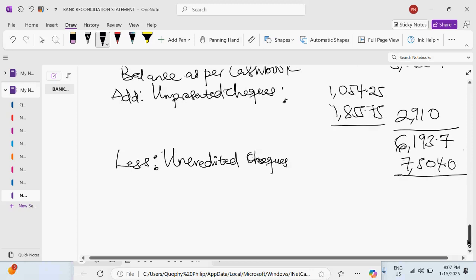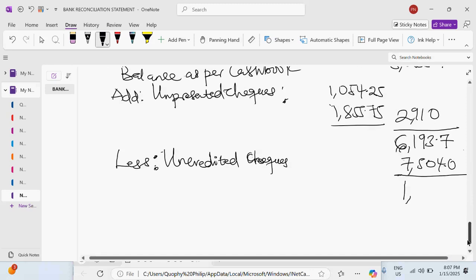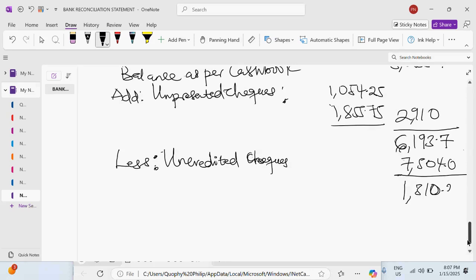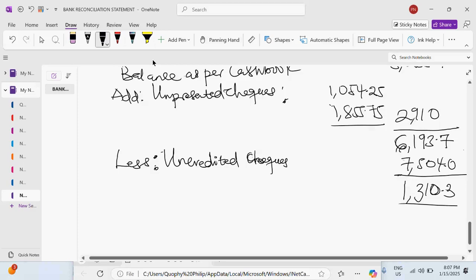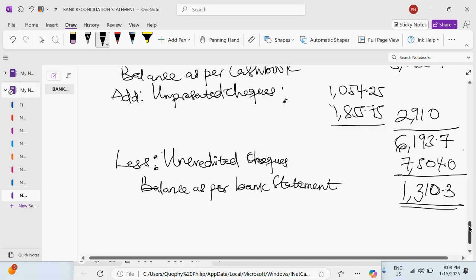So what are you getting? Less this amount from the 6193.7. It will be a negative amount. What is that negative amount? Negative 1310.3. So this amount is what? Balance as per bank. And that is the balance from the question.